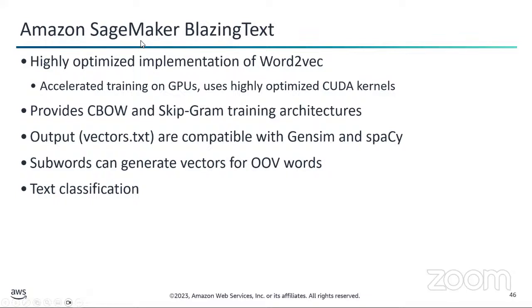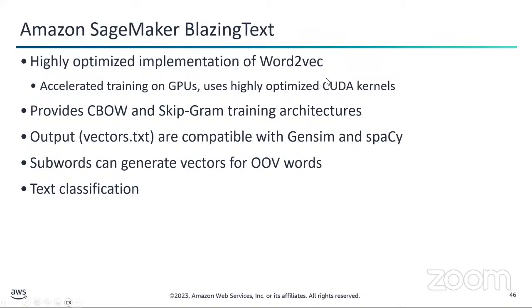Amazon SageMaker has another tool in this environment called BlazingText, which is a highly optimized implementation of the word2vec algorithm. It accelerates training on GPUs. Why do we need GPUs for this? Because we can have billions of words. These models have been trained on billions and billions of documents, so they will have trillions of words actually. And it uses highly optimized CUDA kernels.